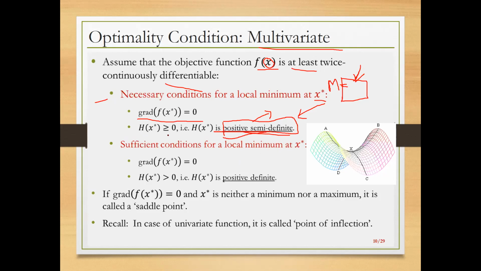A matrix, in this case a Hessian, is said to be positive semi-definite if all the eigenvalues of that matrix are non-negative. That means they are either equal to 0 or positive. That's why it's called semi-definite. If you map this to the univariate case, this would be equivalent to saying f prime is equal to 0, the first derivative, and the second derivative should be greater than or equal to 0.